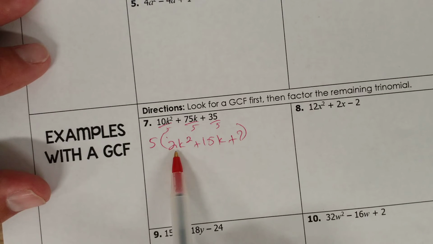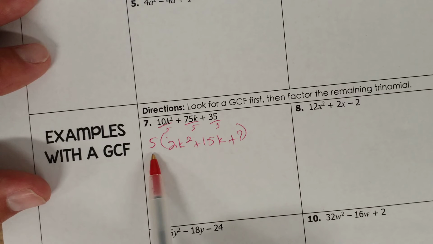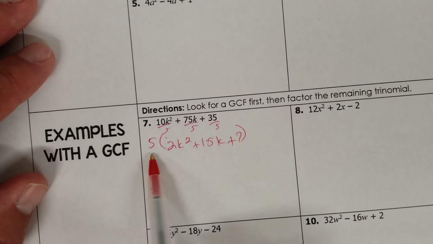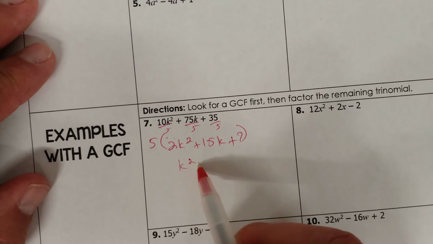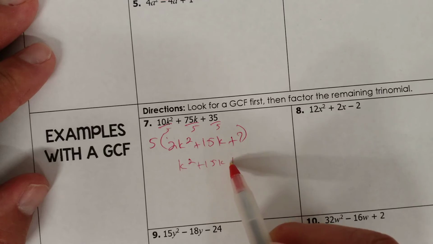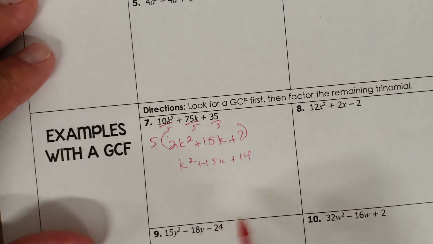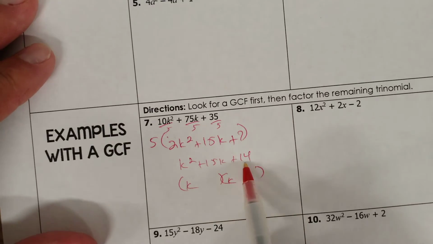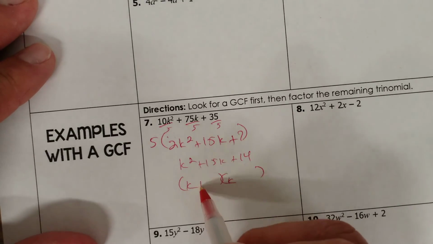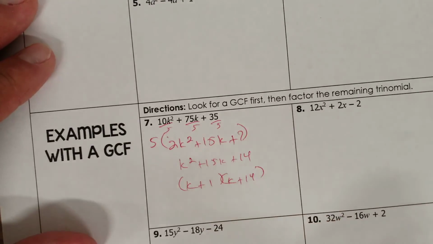The leading number's not a 1, so I'm going to use the slip and slide method for this. I'm going to ignore the 5 for a minute. I'm not going to forget about him. I'll come back to him. But here, I'm going to slide this 2 over to the 7. 2 times 7 is 14. This will factor. Numbers that multiply to give you 14 that add up to be 15 are 1 and 14.